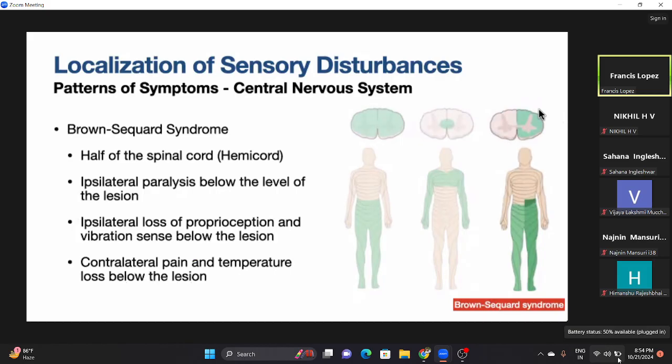When you recall, it is the spinothalamic tract that is the modality for pain and temperature sense. After the dorsal root ganglion, they enter the spinal cord and immediately decussate. For proprioception, they are located ipsilaterally.